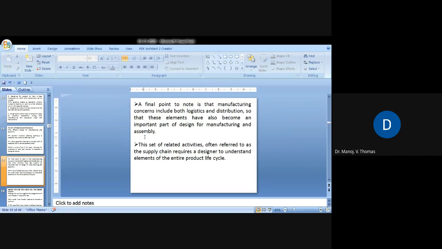Final point to note is that manufacturing concern includes both logistics and distribution, so these elements also have to become an important part of design. The set of related activities is often referred to as the supply chain. Supply chain means from the raw material, then it is manufactured, then it is distributed, then finally it is used, and finally the product is discarded. So the entire life cycle of the product is considered. That is called the supply chain.